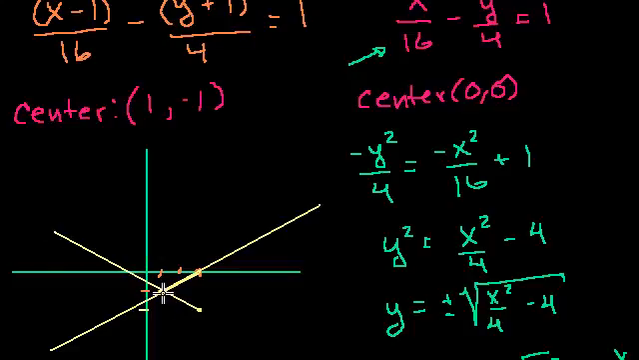And then just to continue it in the other direction, I want to make the lines overlap. It's going to look something like that. So we've drawn our asymptotes for this function.